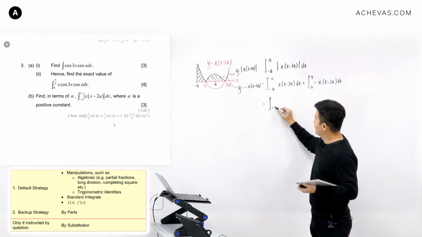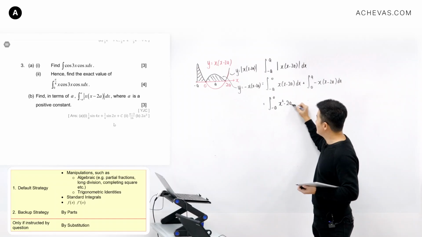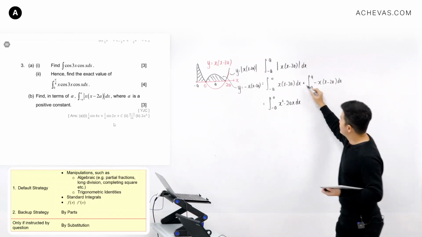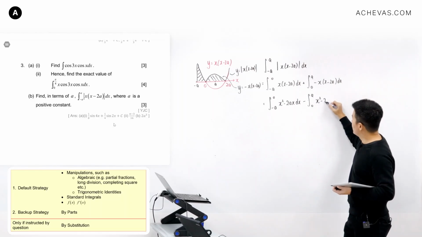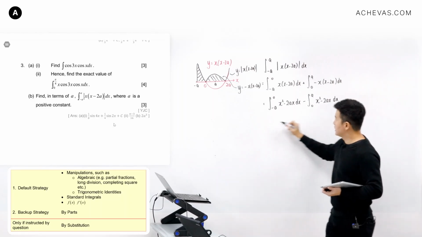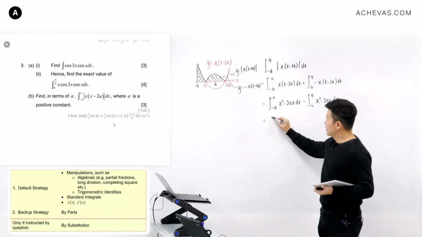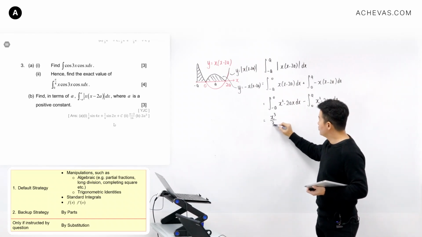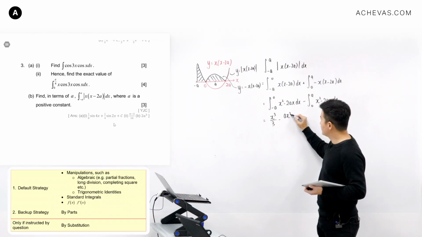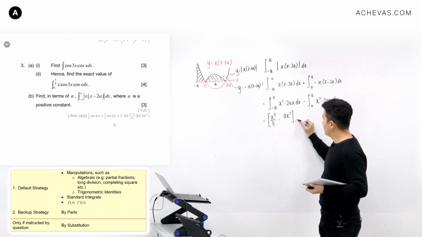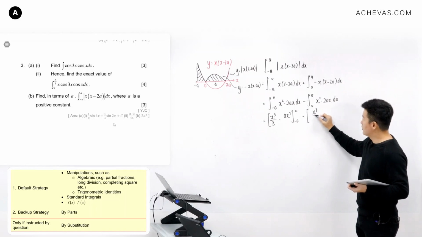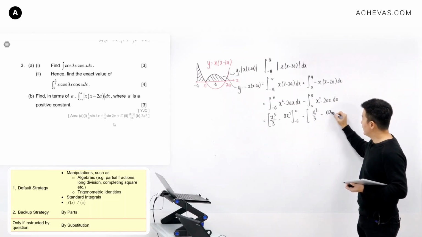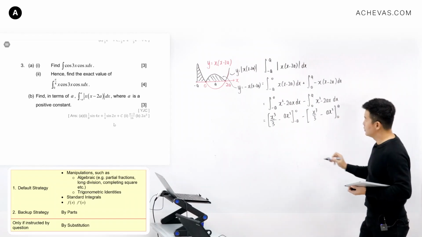So you'll be integrating from minus a to 0. We'll do minimal manipulation because I can very easily make use of standard results to integrate this. The negative I'm going to take out, from 0 to a, multiplying this in, x squared minus 2ax dx. So we have x to the power of 3 over 3 minus ax squared from minus a to 0. Minus away, similarly for this, x to the power of 3 over 3 minus ax squared from 0 to a.